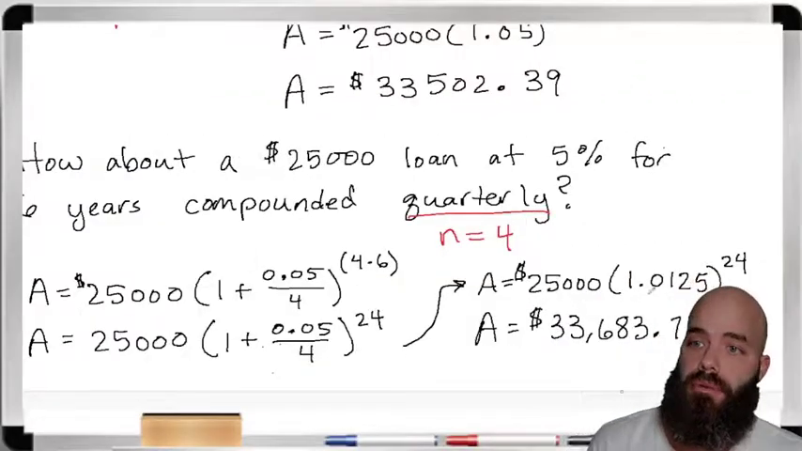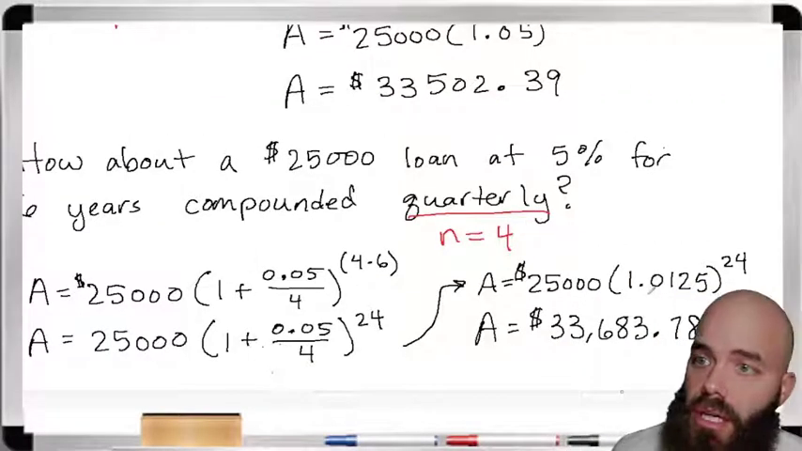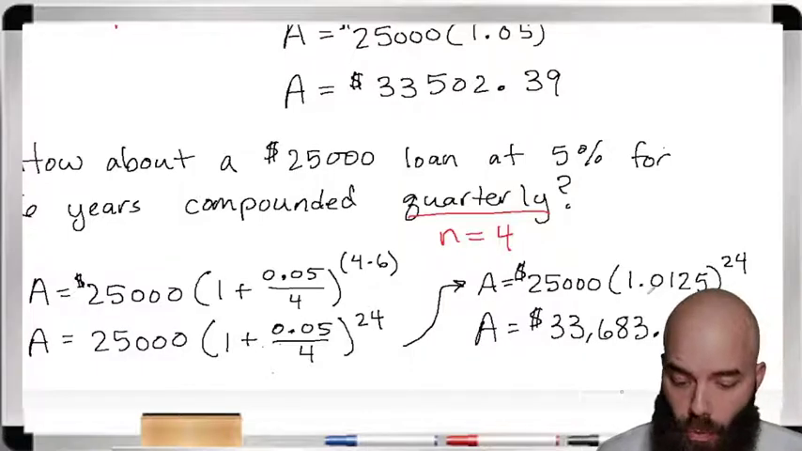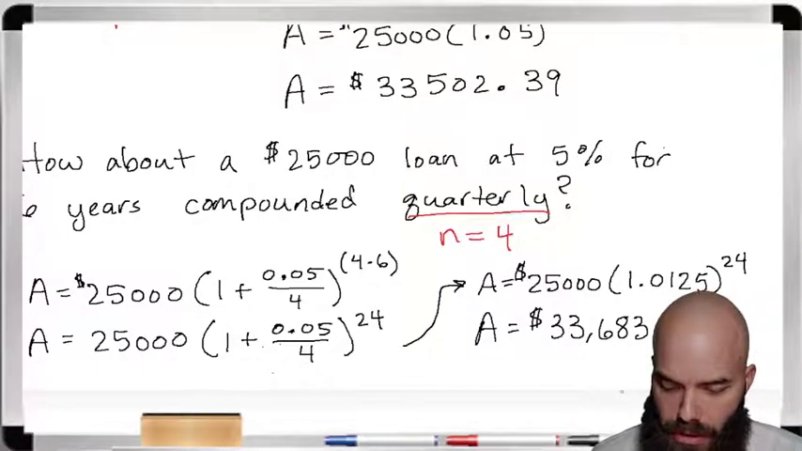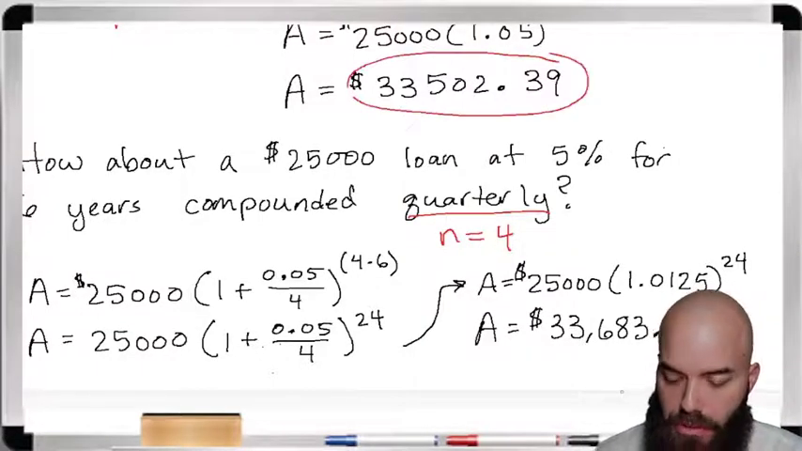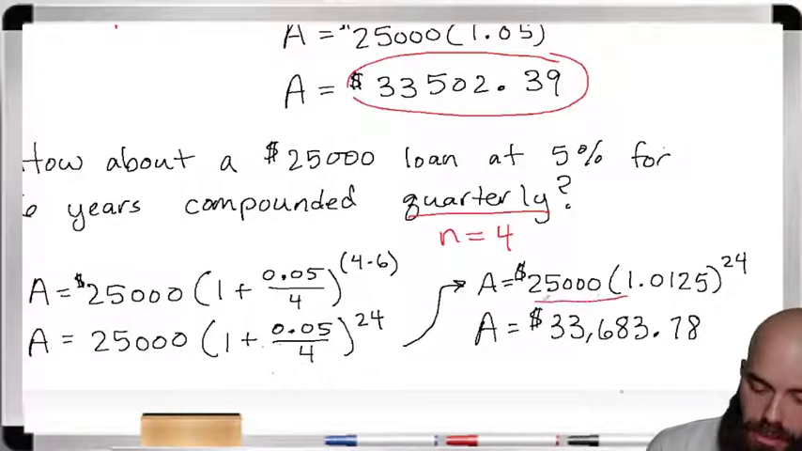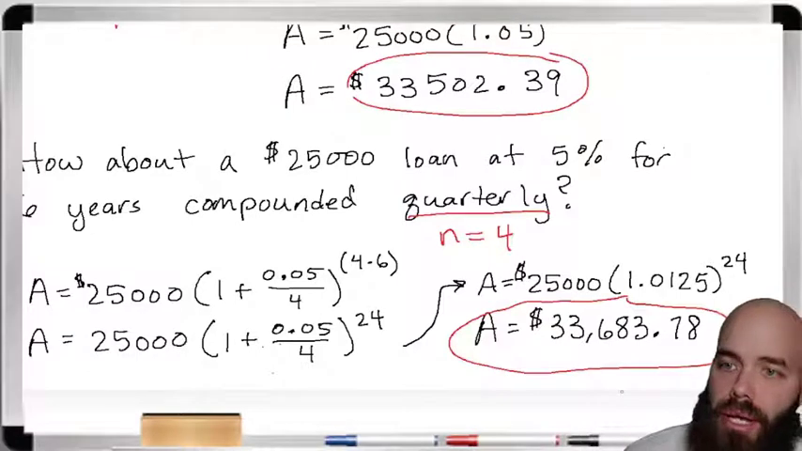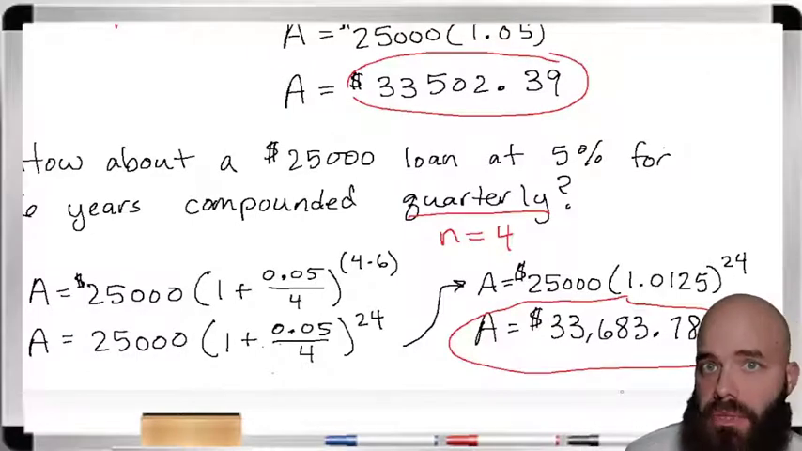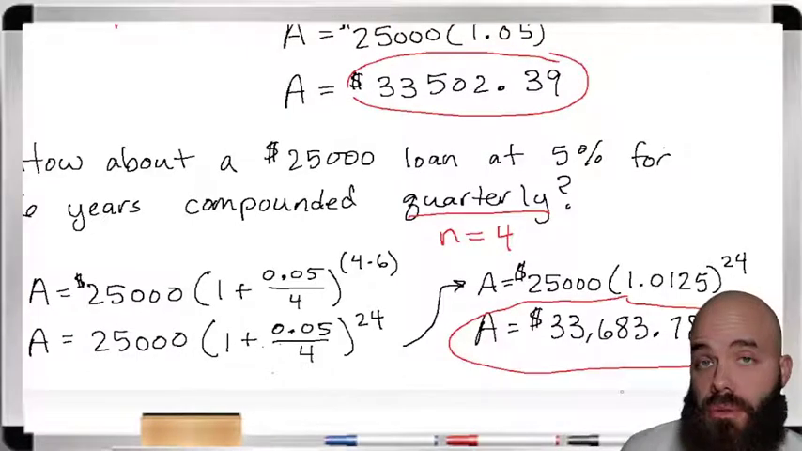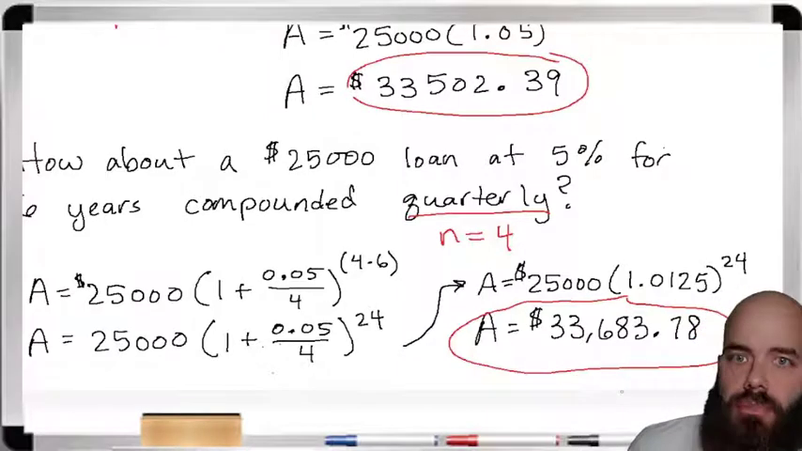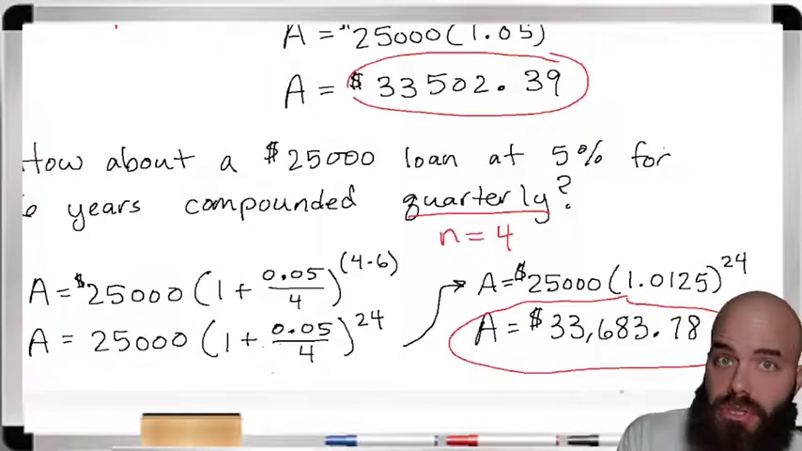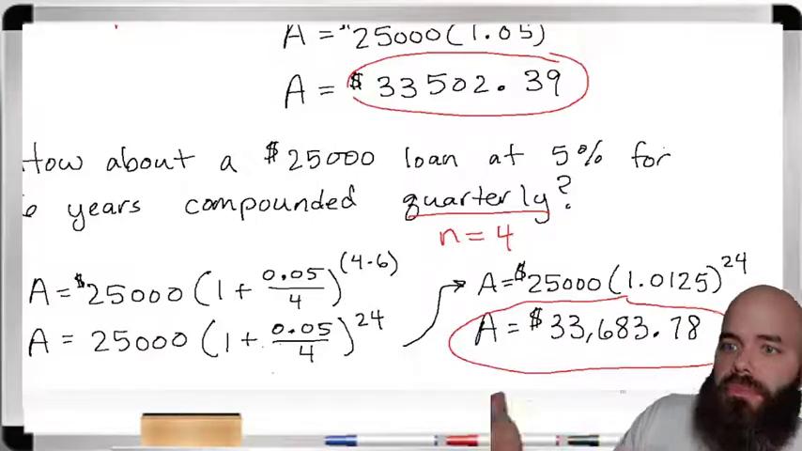And so now we have a proper comparison. Compounded 1 time a year, we got this amount. Compounded 4 times a year, we got this amount. And so now we can say that compounding more times, in terms of a loan, will lead to more interest paid. And that's because you're compounding interest on top of interest on top of interest.